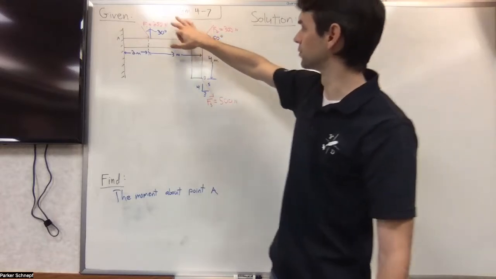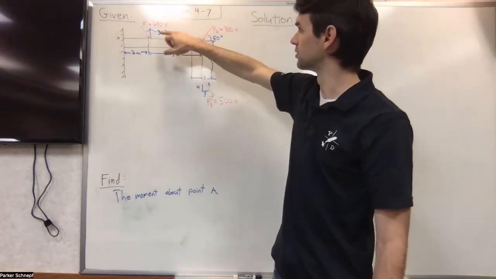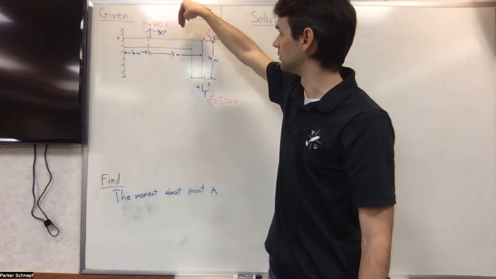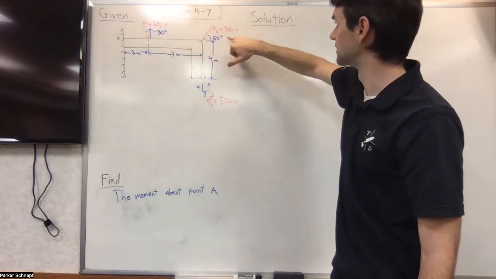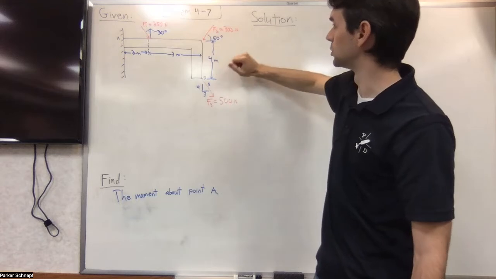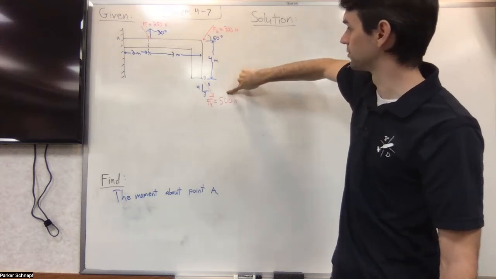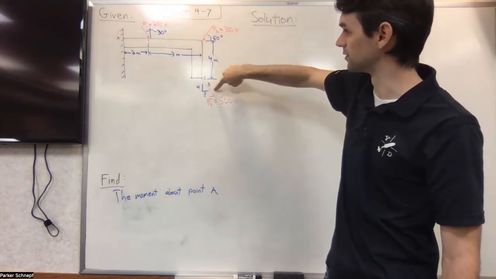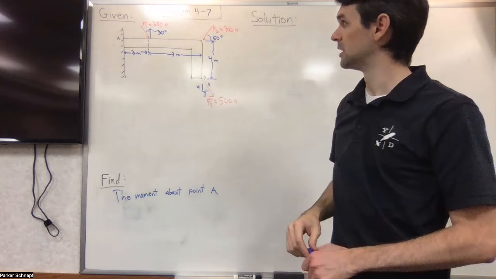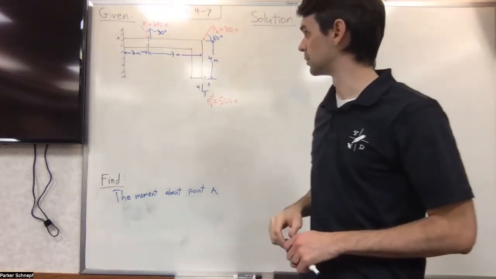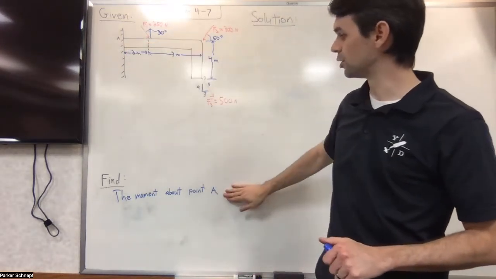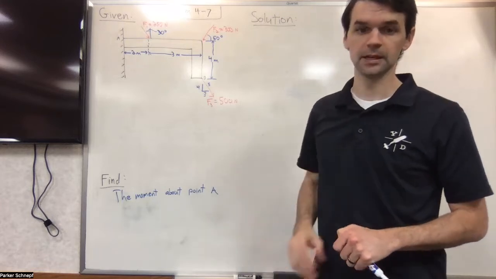We have these three forces. Force one is acting at 30 degrees from vertical, 250 newtons. Force two, 300 newtons, is 60 degrees from horizontal. And then we have force three, 500 newtons, and we're given this 3, 4, 5 triangle. Point A is over here, point B is over here, and we're given all the dimensions. What we're asked to find is the moment about point A.